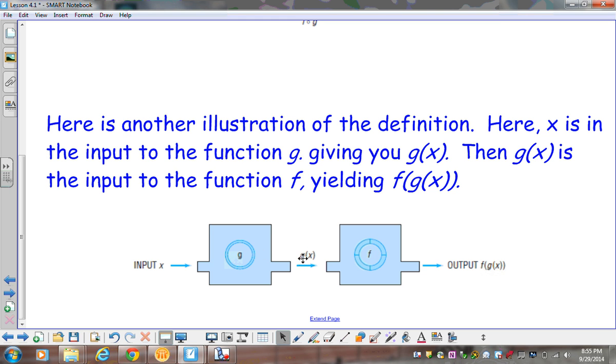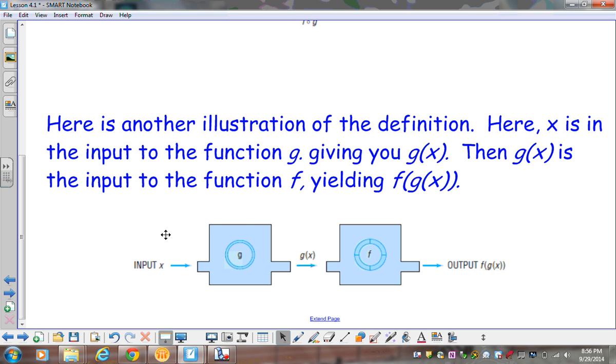Now, if that value is an excluded value of g of x, then automatically, because we're kind of going through this machine here, it's also going to be an excluded value in f of g of x. So all my numbers for g of x that can be plugged in can also be plugged into my f of g of x, my composite function.